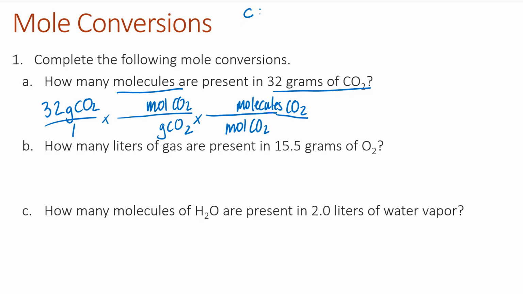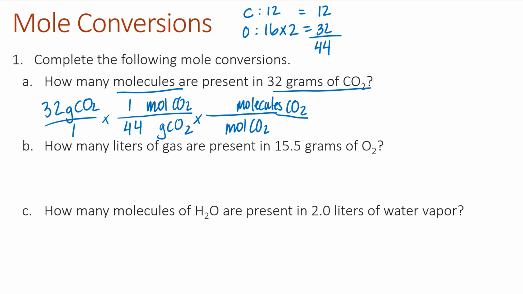So carbon has a molar mass of around 12, and oxygen has a molar mass of 16, and there's 2 of them in CO2. So that's going to give me 12 plus 32, or 44 grams per mole. That means that 1 mole of CO2 has a mass of 44 grams.